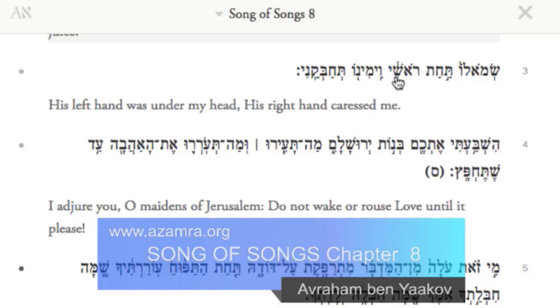V'yamino techabkeni, yamino here is referring to the way that we affix the mezuzah on the right-hand side of the doorpost from the point of view of the person entering into the house. That's yamino techabkeni, he's embracing, caressing me. That is to say, the mezuzah is giving me this protection, so I'm protected all around.